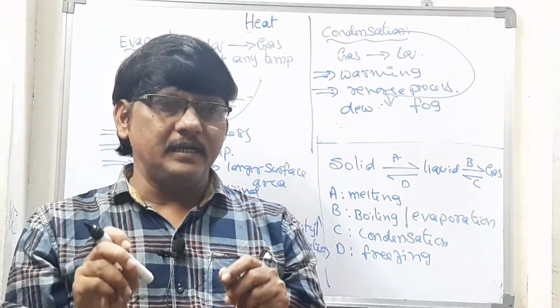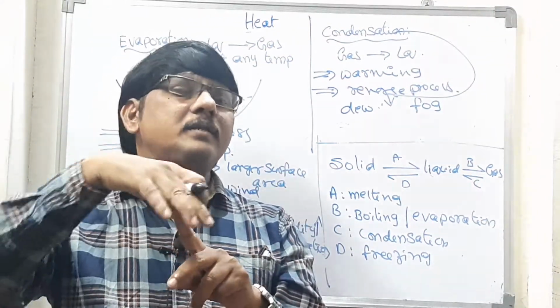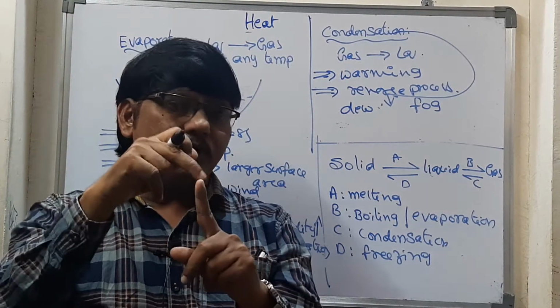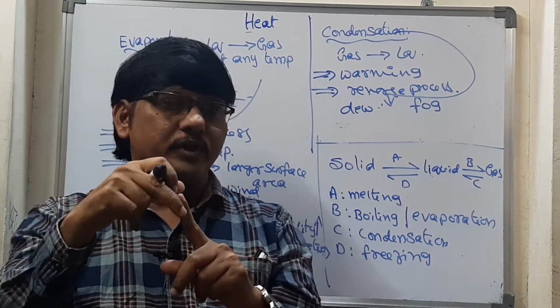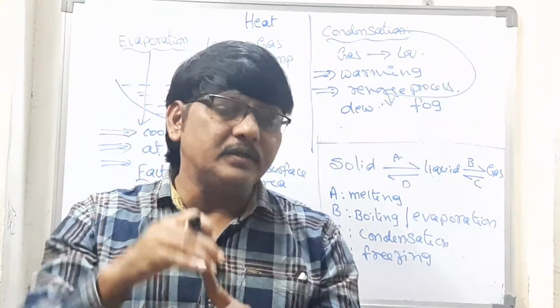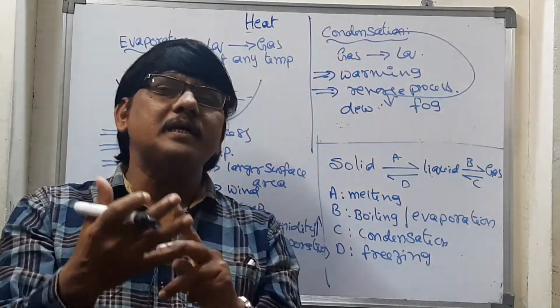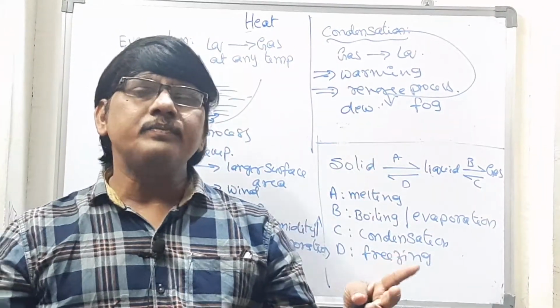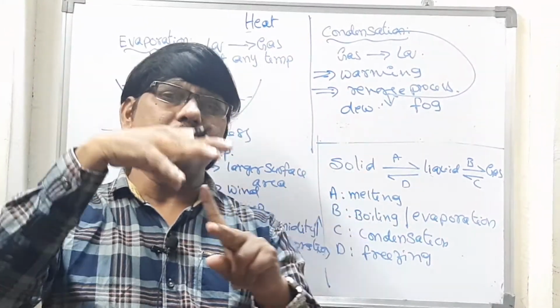Every dust particle around it, these water molecules will come and join. Then what will happen in such case? How many dust particles are there? Millions of dust particles are there. And so how many water molecules will come? Each and every dust particle, water molecules will come and join.